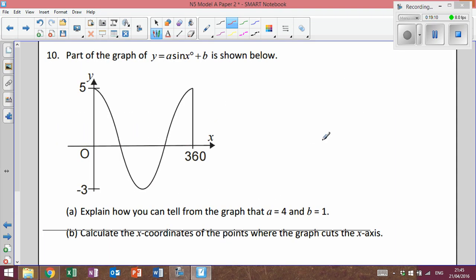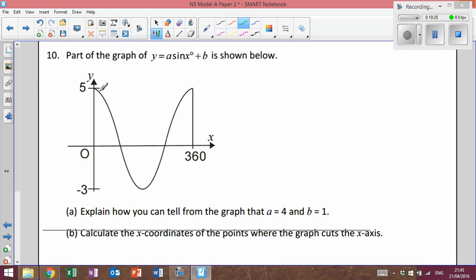Okay, question 10, part of the graph of y equals a sine x plus b is shown below. Explain how you can tell from the graph that a equals 4 and b equals 1. So it's an explanation question, which is nice.